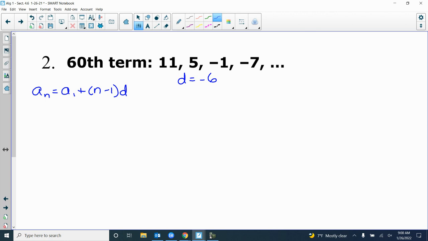All right, plug in a sub 1. The first term is 11. That's what goes there. Plus n minus 1. Real important here. Put D, put that in parentheses or else it'll look like you're subtracting. If you don't put it in parentheses, you're going to end up making a mistake there. Distribute your negative 6 to both of those. Okay, now that 11 doesn't get touched because it's separated by that plus. So I got a sub n equals 11. Negative 6 times n is just negative 6n. And negative 6 times negative 1 is plus 6.